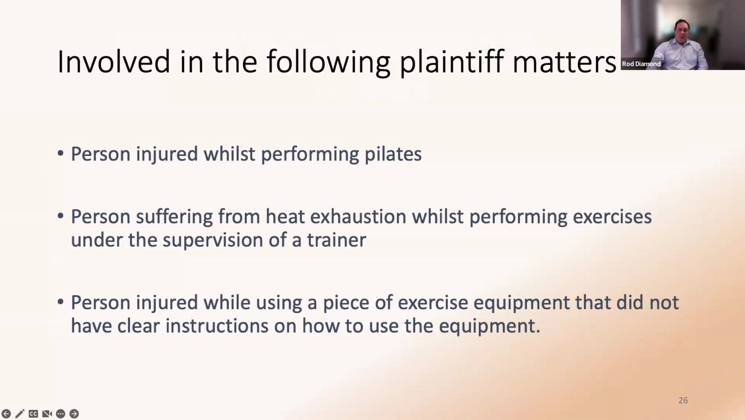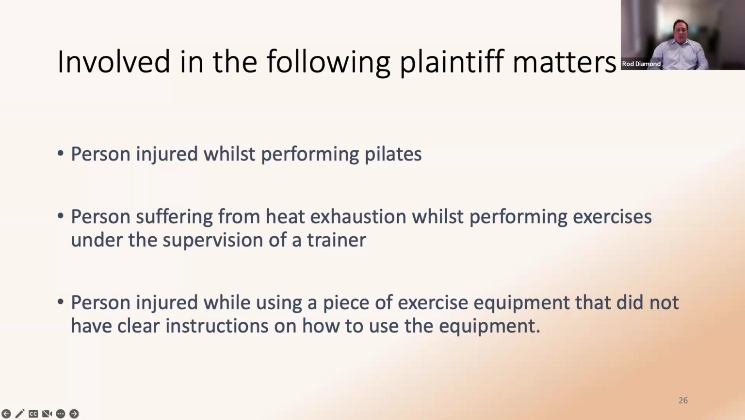A couple of matters I was involved in, acting for the lawyers who were acting for the plaintiff: a matter where the person was injured performing Pilates, or a person suffering from heat exhaustion whilst performing exercises under the supervision of a trainer, or a person injured whilst using a piece of exercise equipment that did not have clear instructions on how to use the equipment. So in all those three matters, I provided a report for the lawyers acting for the plaintiff.